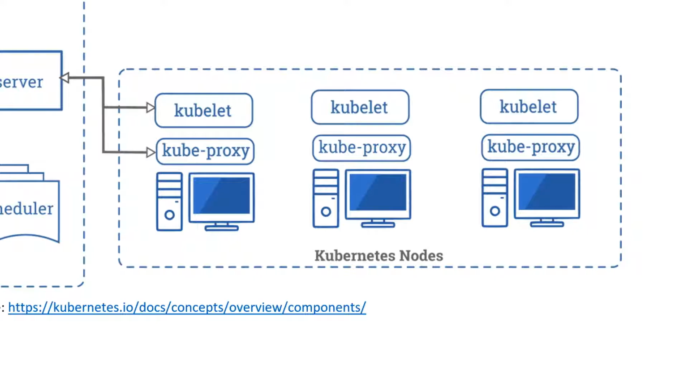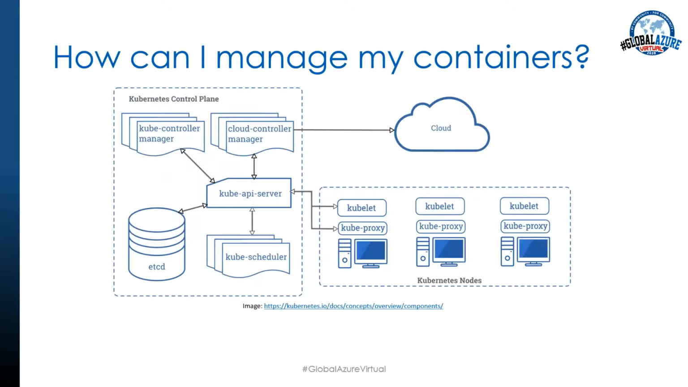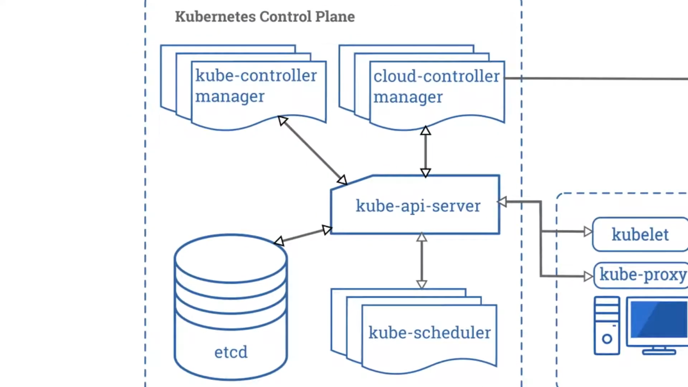Kube-proxy is basically a network proxy that runs on each node, and kubelet is an agent that makes sure that containers are running in a pod. And there's a container runtime to run containers, such as Docker or rkt. On the left side, you can see the control plane, which we can call the master.